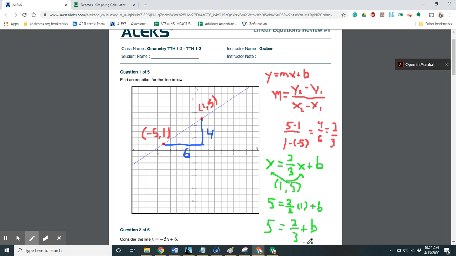Then to find b, we have to subtract 2/3 from both sides. Running out of space here. Hang on. Let me erase that. So we subtract 2/3 from both sides. Let me write this down here really quick.